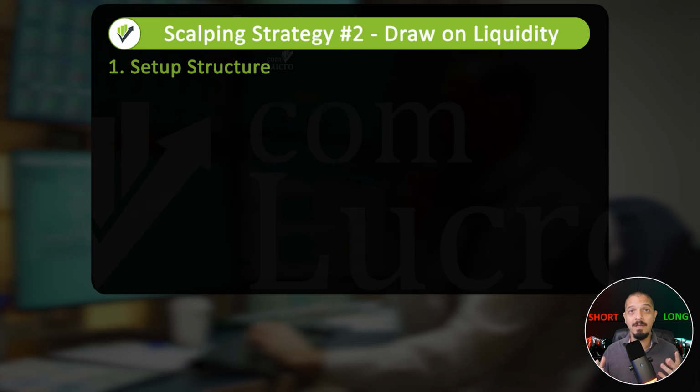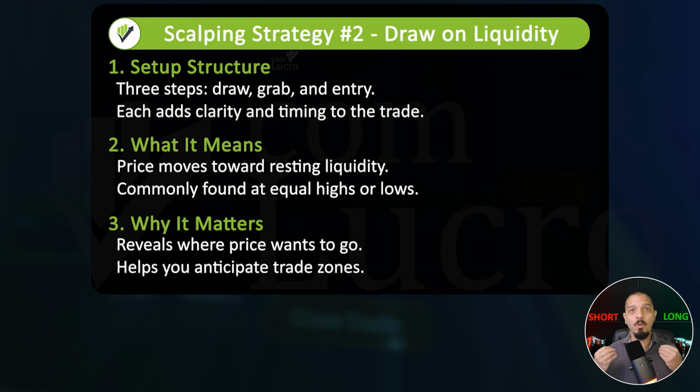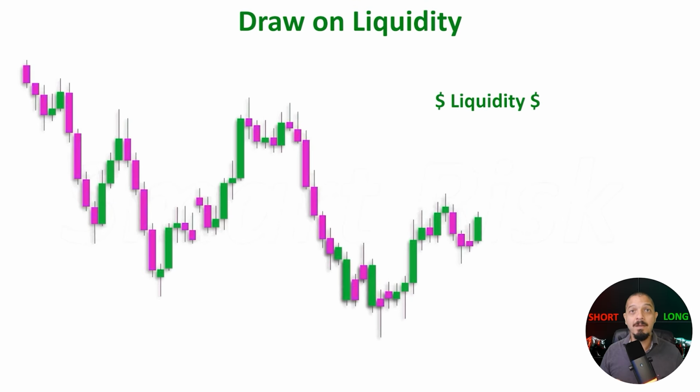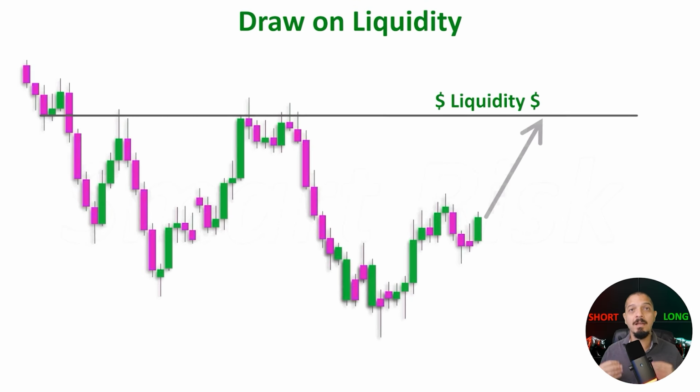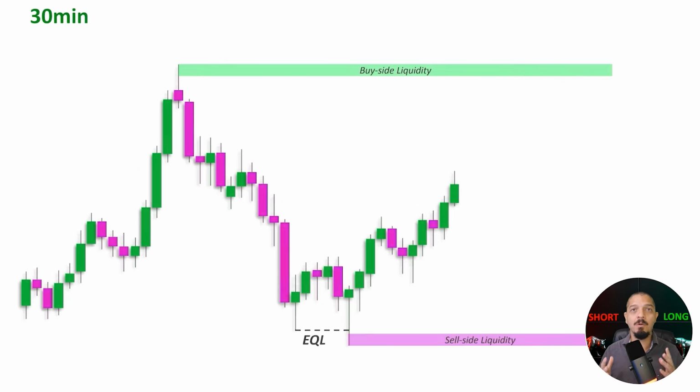This setup has three main parts: a draw on liquidity, a liquidity grab, and the entry. So, what is a draw on liquidity? It simply means identifying a key liquidity level that price is moving toward. In other words, the market often moves toward areas with resting liquidity, such as equal highs, equal lows, or sharp reversal points, because that's where many orders are waiting to be filled. You can mark these levels manually by drawing lines across equal highs and equal lows, or by highlighting clear buy-side and sell-side liquidity zones on your chart.